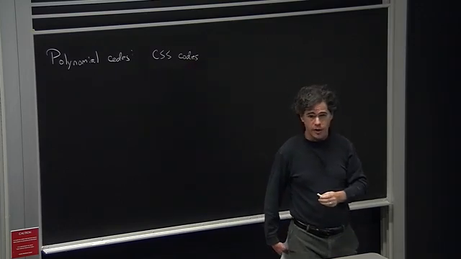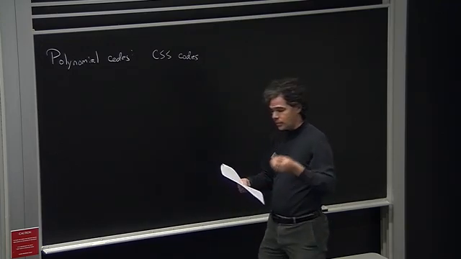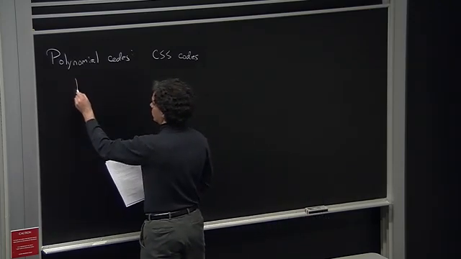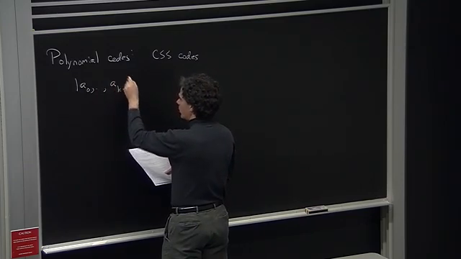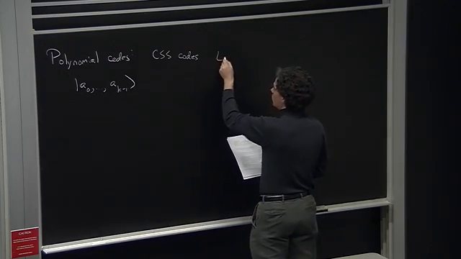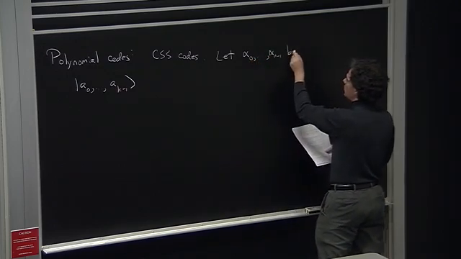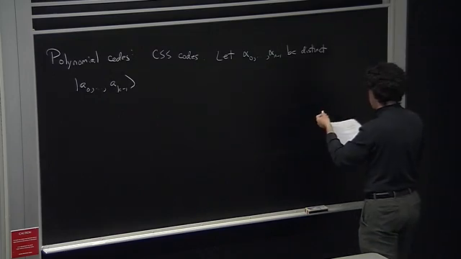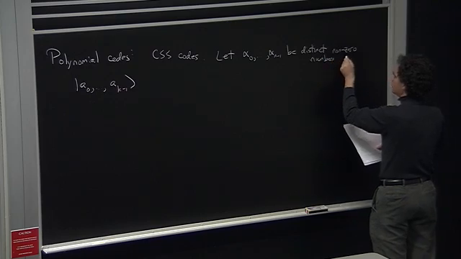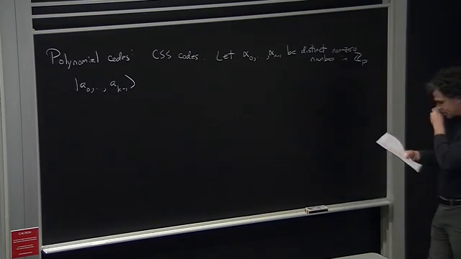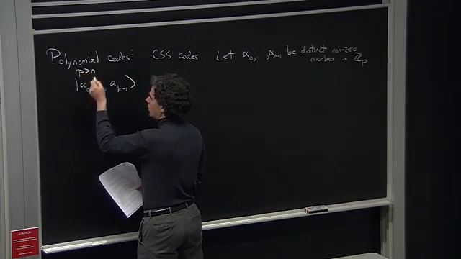I guess I didn't define CSS codes yet for qudits, but it's straightforward. But it turns out to be a bit easier to define them using the standard basis encoding. They are stabilizer codes. And so these polynomial codes are defined this way. What we're going to do is let alpha 0 through alpha n minus 1 be distinct non-zero numbers in Z mod p. So this is already saying that p has to be greater than n. But other than that, it's going to work for all p.